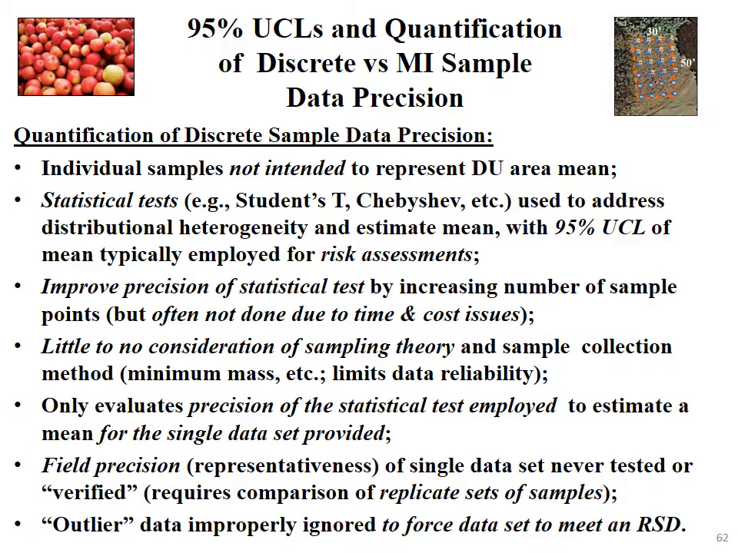Even then, unless you have replicate data to compare it to, or at least similar sites to compare it to, and your very standardized method of collecting samples, you really don't know what the field precision is. Someone could go back to the same site, collect another independent set of discrete samples, and get a completely different mean and 95% UCL.